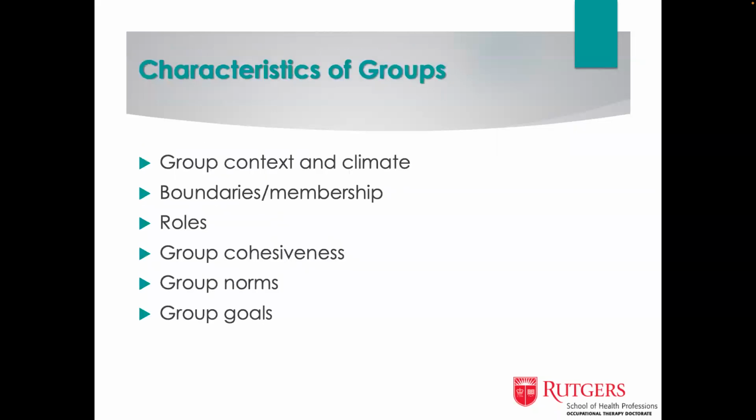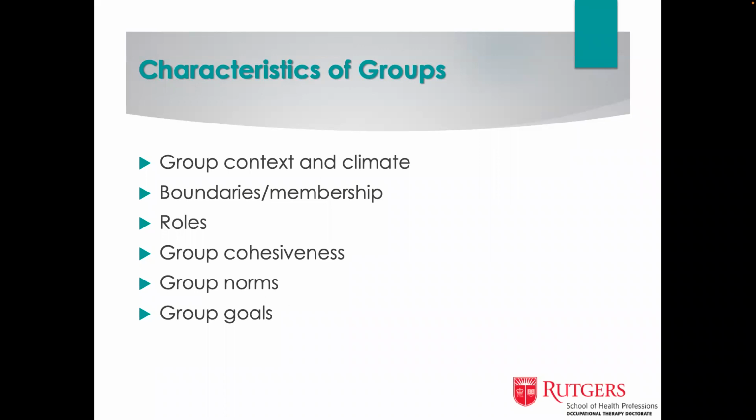Characteristics of groups. There's the group context and the climate, like we just talked about with the yoga room. If you're doing hot yoga, you want to make sure that the climate is warmer. If you're in a learning environment, typically they try to make the environment a little cooler because that actually is more conducive to learning. You also want to think about anything else that could be impacting the success of the group.